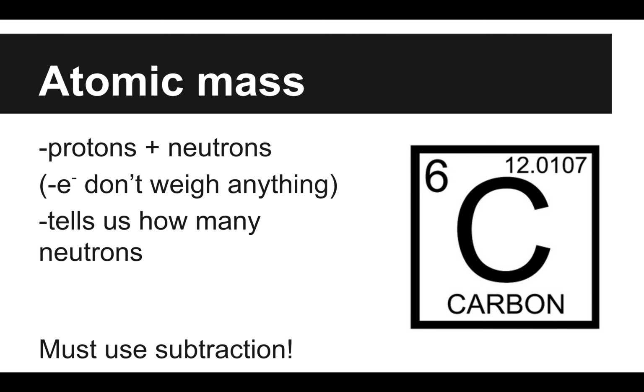All right, let's go back to this one. So we know that the atomic mass is 12.0107, but we're rounding that to 12. That's our mass. Minus 6, which is our atomic number, gives us 6 neutrons. Does that make sense? 12 protons plus neutrons minus 6 protons gives us just 6 neutrons.